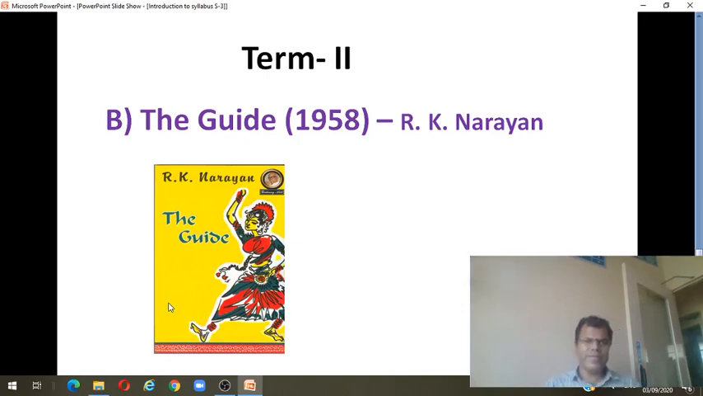The second novel that we will study in the second term is The Guide by the Pitamaha of Indian English writing, Mr. R.K. Narayan. This novel was published in 1958. The Guide novel has been very popular in India. Mr. Devanand and Vijayanand produced a movie based upon this novel titled Guide. The songs of the movie Guide have been very popular even today.